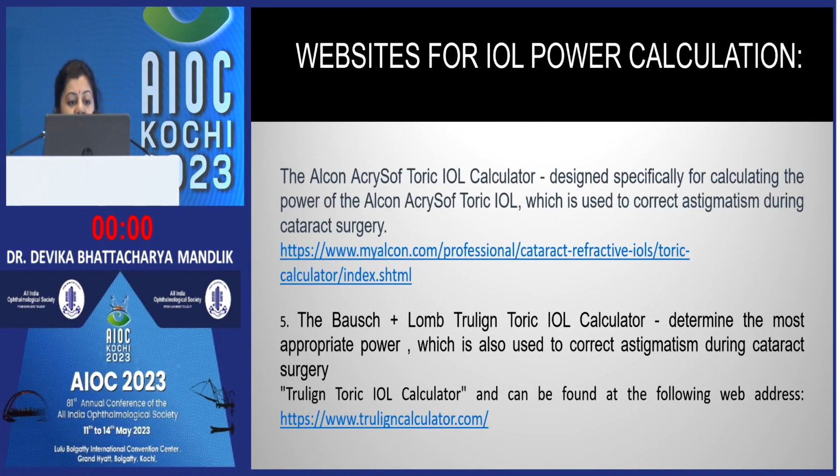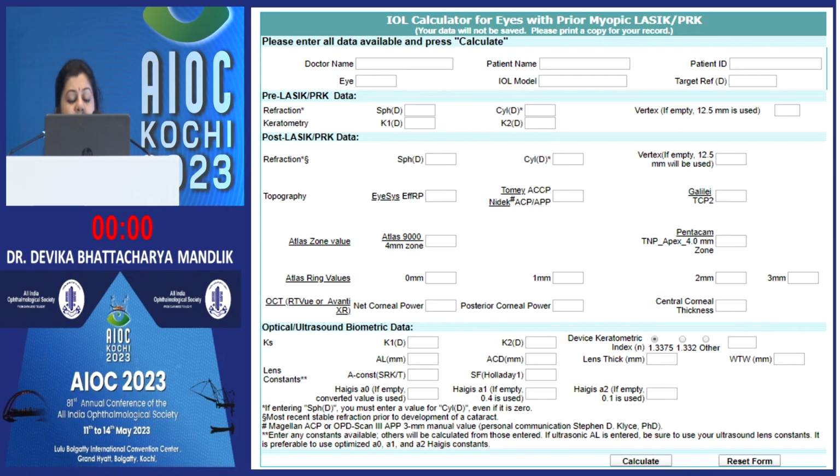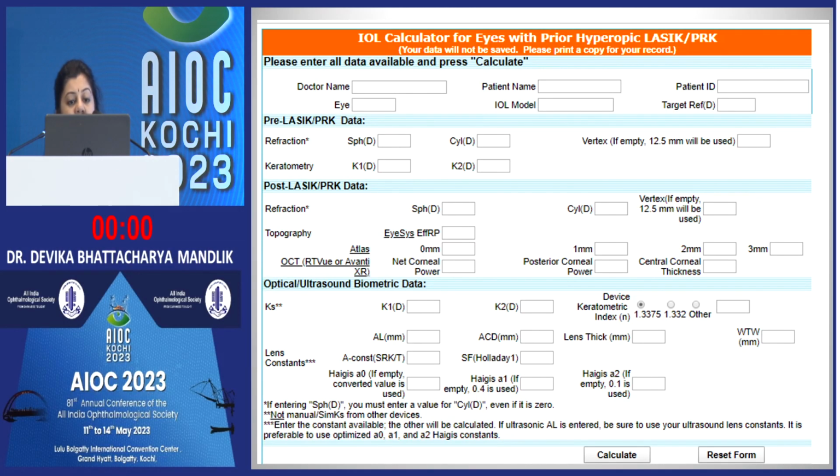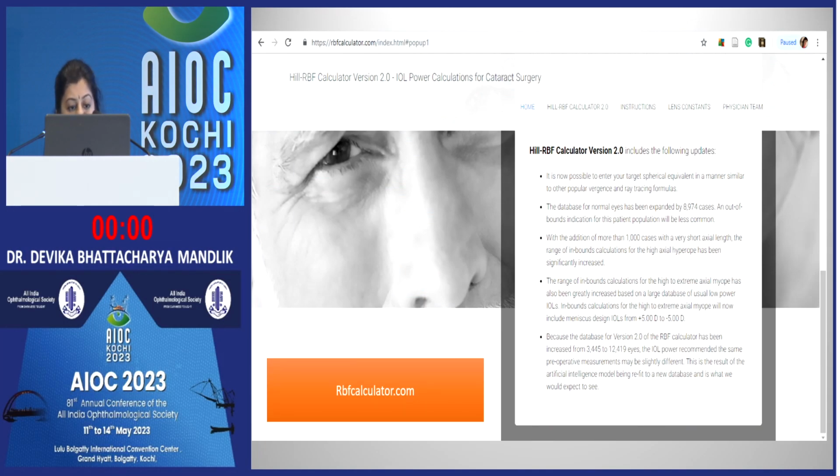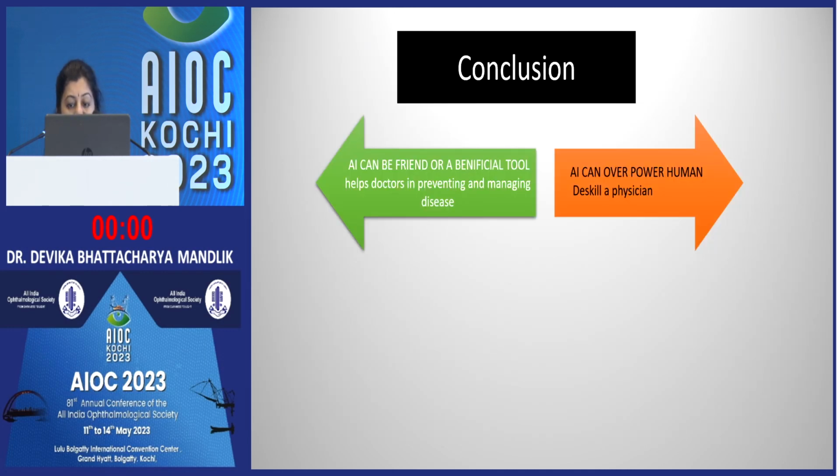These are all websites used for the Alcon AcrySof toric IOL calculator and the Bausch and Lomb toric IOL calculator. These are the pictures which help. It is present on the ASCRS website. Lastly, we have rbfcalculator.com. This is also a website to calculate IOL.